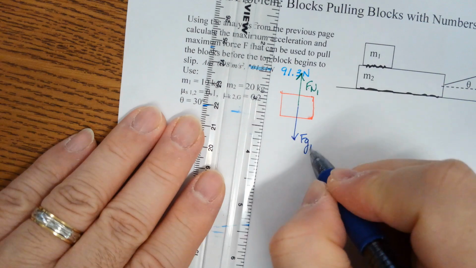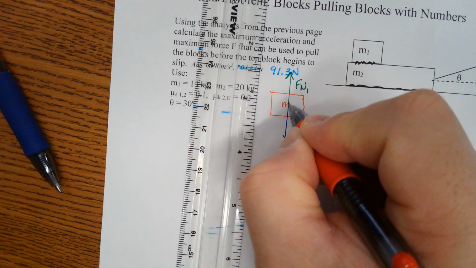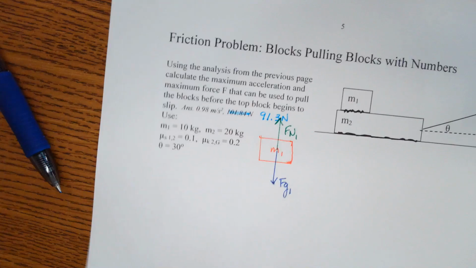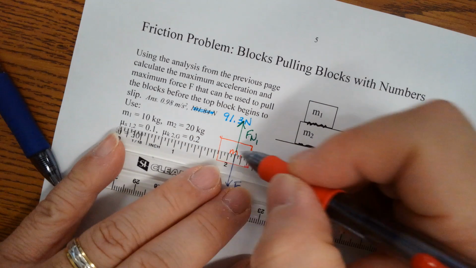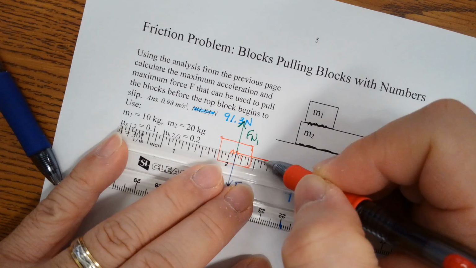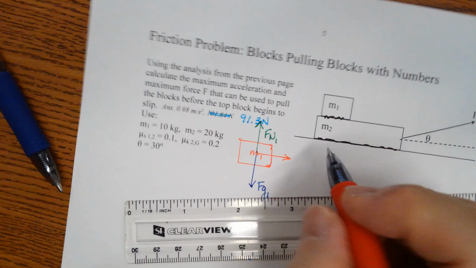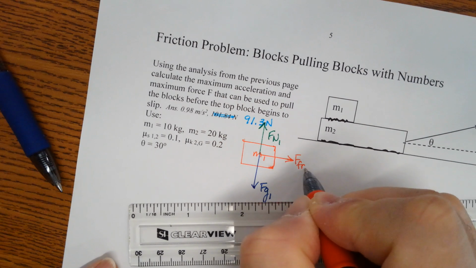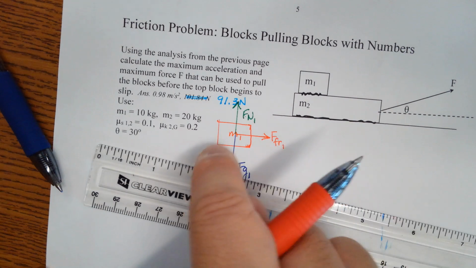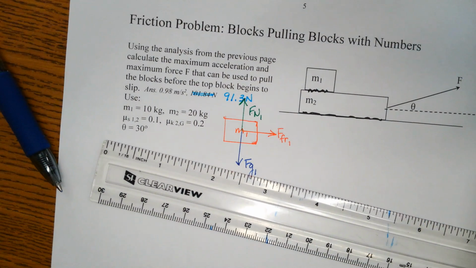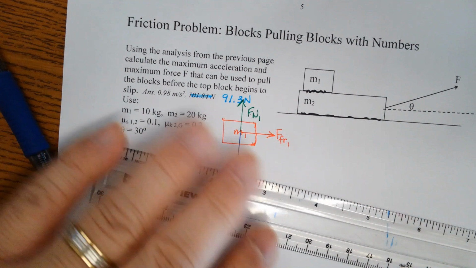And FG1. And what's causing this M1 to accelerate forward is the static friction between M1 and M2. So I'm going to actually put the static friction right on this center. I could put it right here in the bottom, but it's going to look bad because it's already red. So static friction of M1 on M2 is what's causing this M1 to accelerate in the horizontal direction, okay? I think we already have that in the other page.